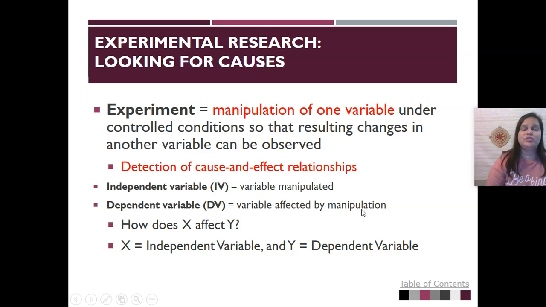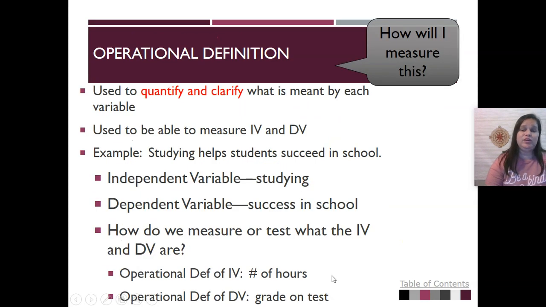Our independent variable again, or the IV, is the variable we're manipulating. Our dependent variable is the result. It's the one that's affected by the manipulation. Sometimes we refer to the IV and the DV as X and Y, with the X being the independent variable and Y being the dependent variable.